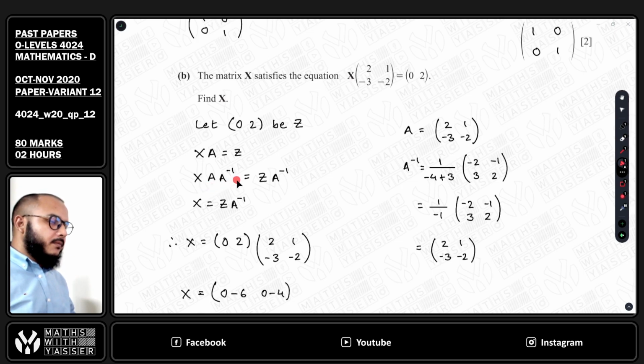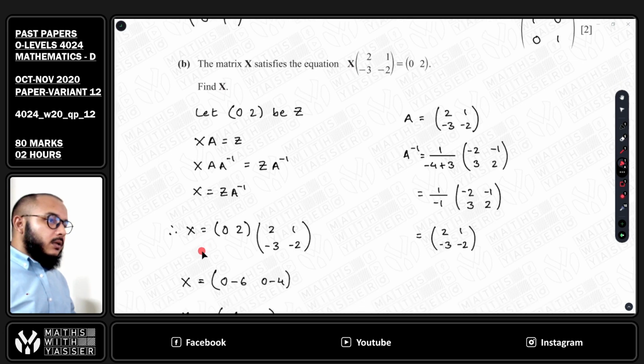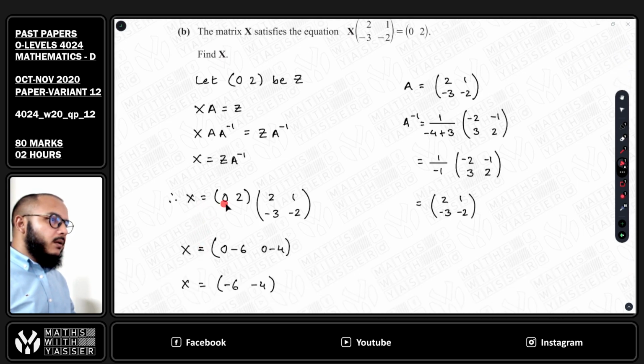So if I multiply A inverse on both sides, I'll end up getting X A A inverse equals Z A inverse. And we know that A times A inverse is the identity matrix, so we can ignore this value altogether. It will become just X, and we will still have Z A inverse on the right side. So now we can put in the values of the matrices. Z is 0, 2. I have worked out A inverse over here.